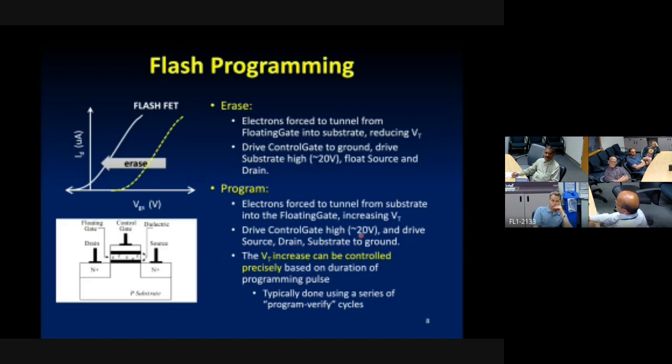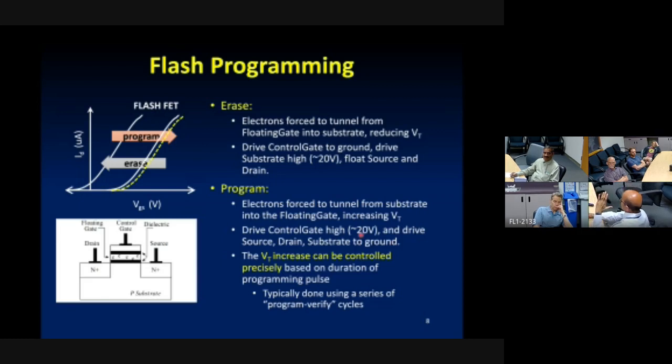The mechanism to do it is to drive the control gate to something like 20 volts, ground all the other terminals, and then apply a pulse. Every time we apply a pulse, we get a little bit of increase in the VT. And then we'll do a verify. Has it reached the dotted line yet? No. So all right, apply another pulse. This time a little smaller, to get closer to the VT we want.